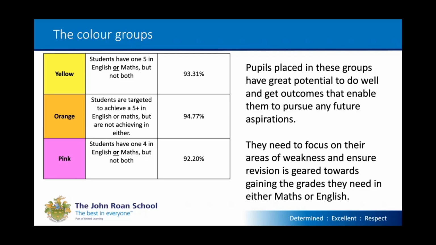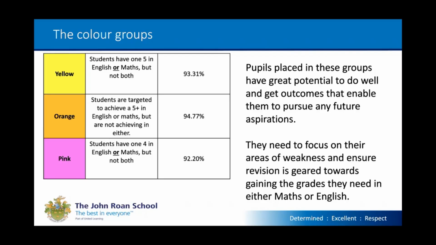Now, if your child ends up in one of these groups, these are absolutely vital because these are what we call our crossover students. These are ones that, in order to leave with a really high set of academic outcomes, they need to focus their revision geared towards a subject that they are not gaining either the grade 5 or the grade 4 in.